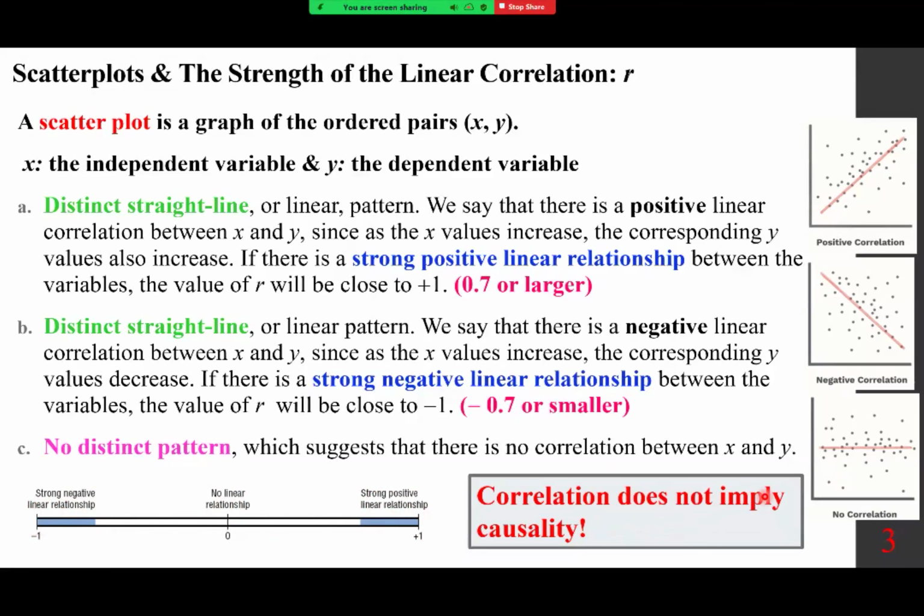So correlation doesn't imply causality. That means it doesn't mean that it caused it. So correlation is between negative 1 and positive 1.